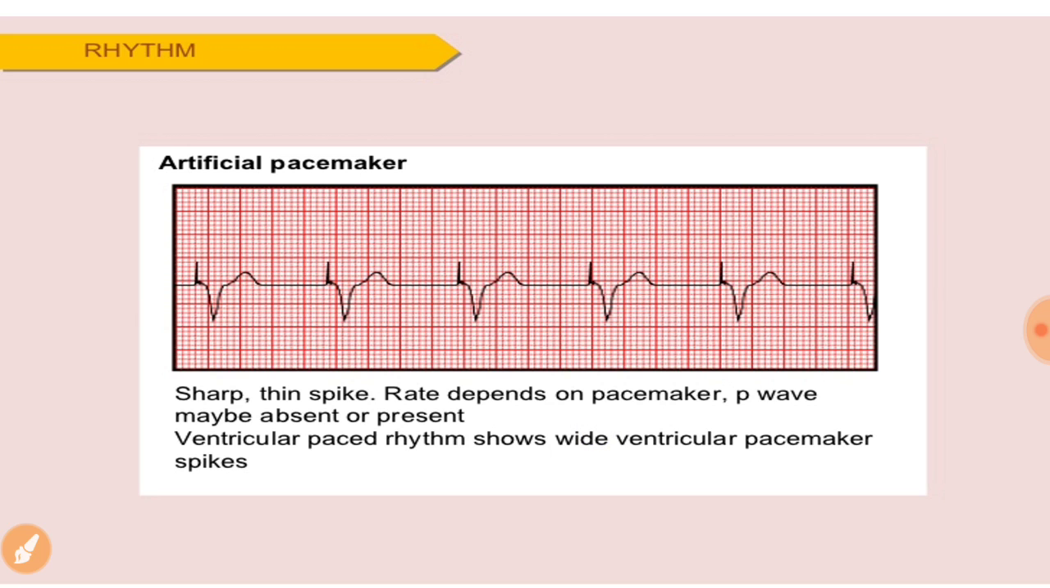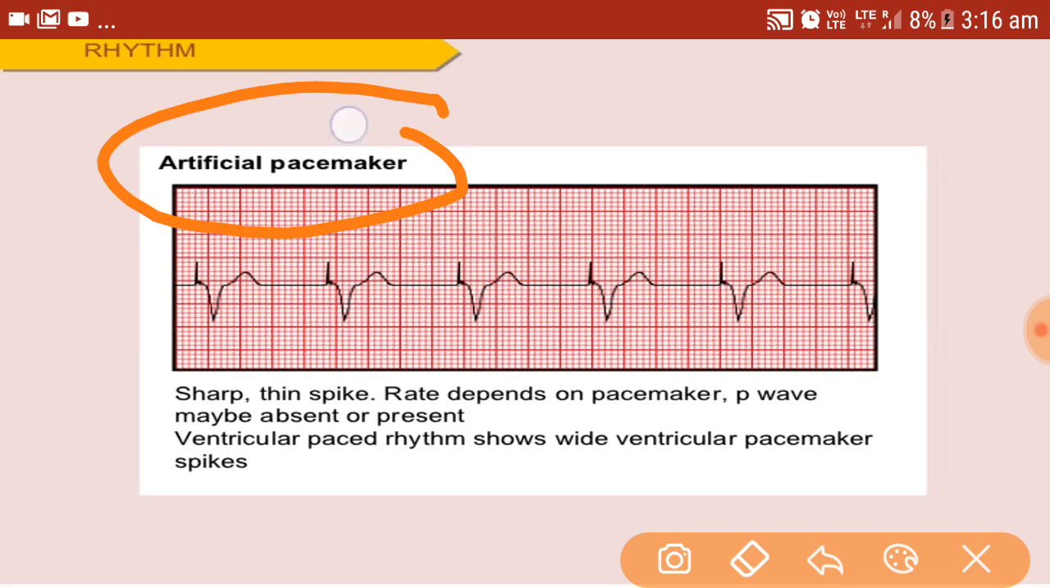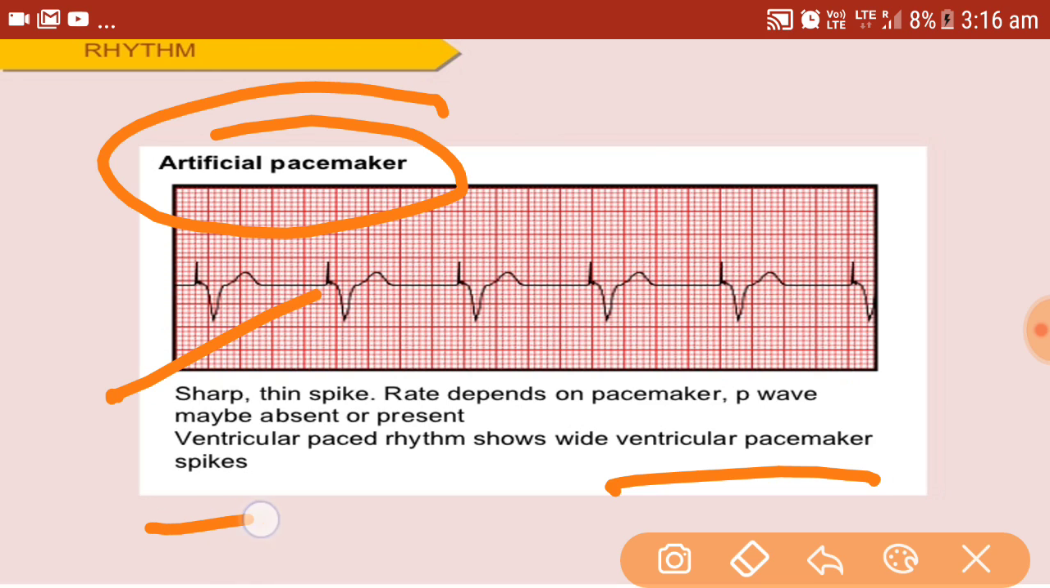Okay, this one they may give you, the artificial pacemaker, because you should know something different. They are also keen on asking something different. So this is the ECG for an atrial pacemaker. You can see sharp thin spikes for an atrial pacemaker, and the rate here depends on the pacemaker. The P wave may be absent or present, and the ventricular paced rhythm shows wide ventricular pacing. So these are the widely spaced pacemaker spikes, and the P waves are not visible as the pacemaker is doing that part.